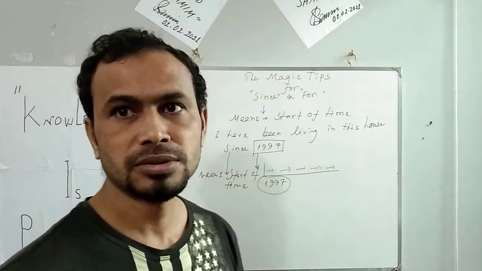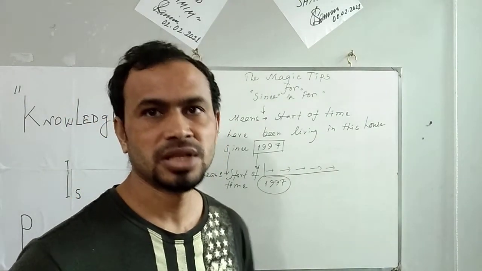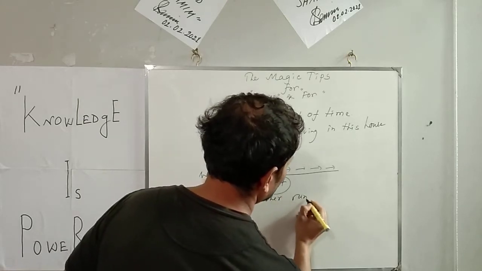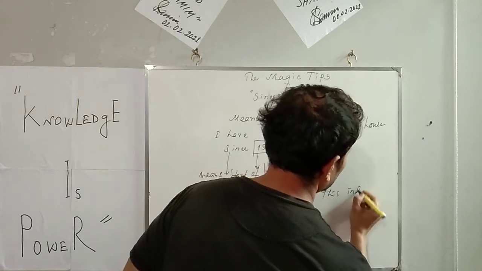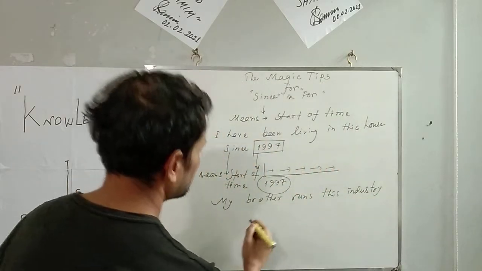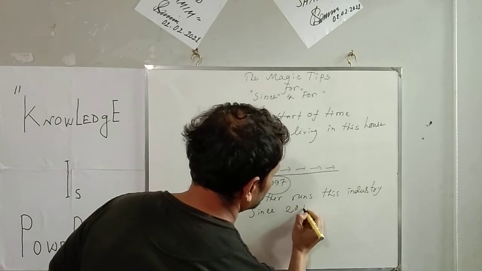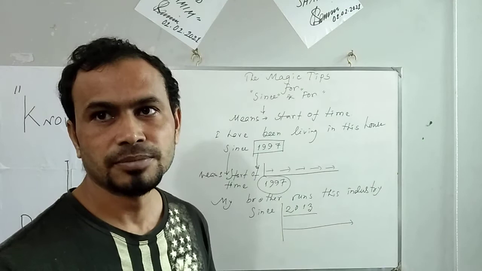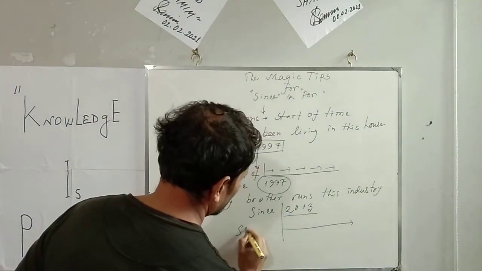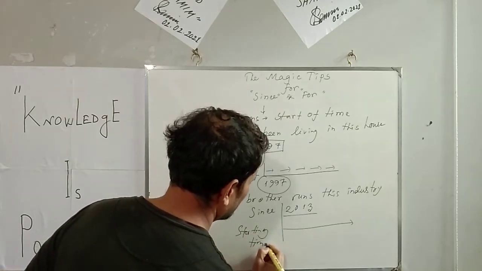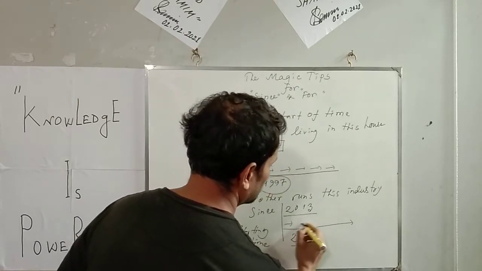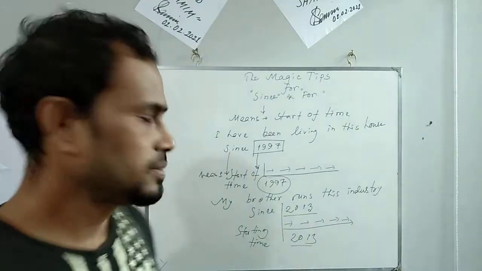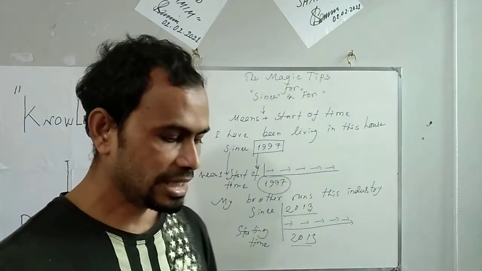So next sentence: my brother runs this industry since 2013. 2013 is a starting time. Okay, start of time. So starting time is 2013. That's why we use since here. Okay, so let's see one example.